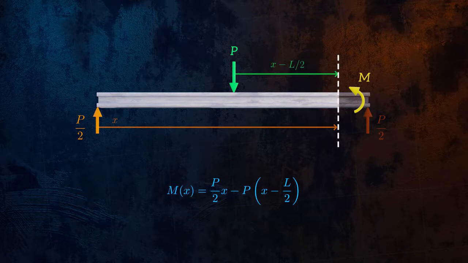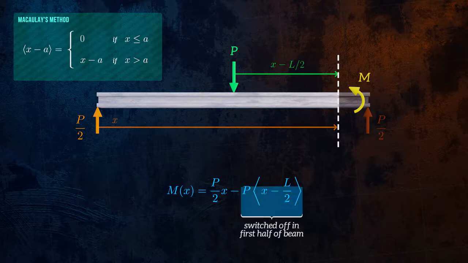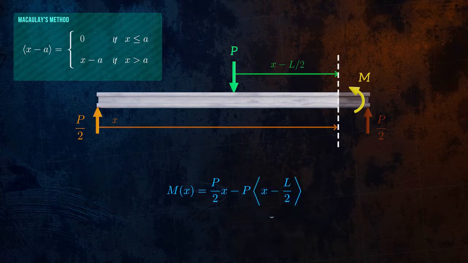If we replace the brackets in this expression with Macaulay brackets, the second term in the expression will be switched off in the first half of the beam, since x minus L over 2 will give a negative number. And so this expression, using Macaulay brackets, defines the bending moment along the entire length of the beam.